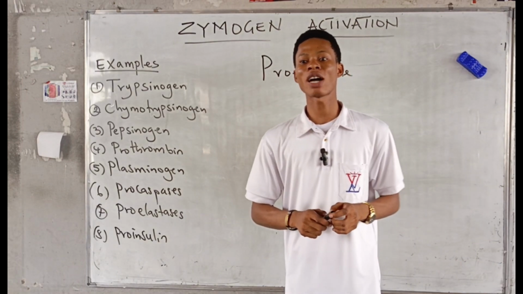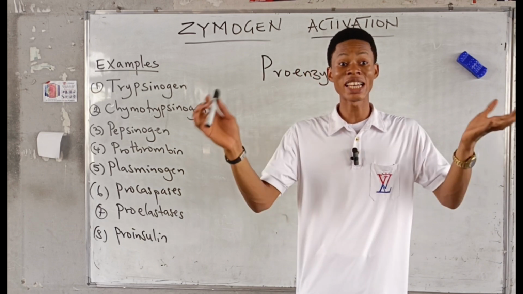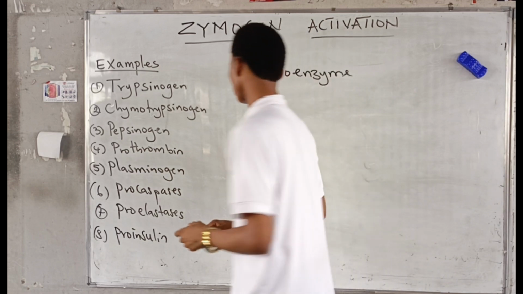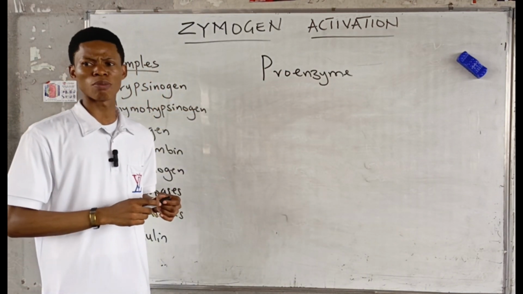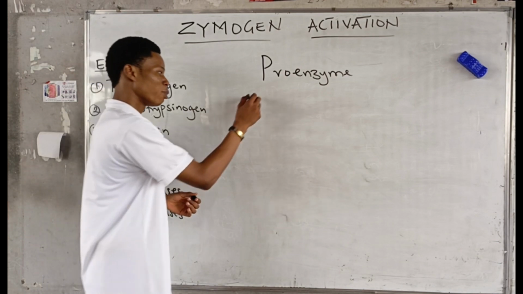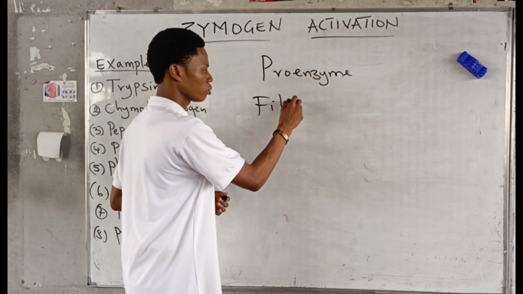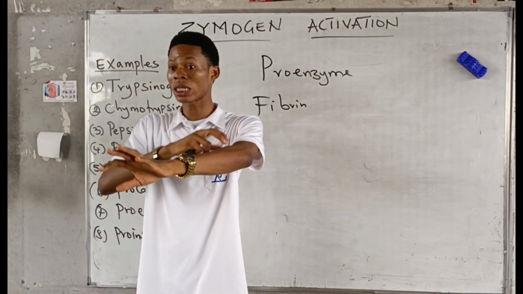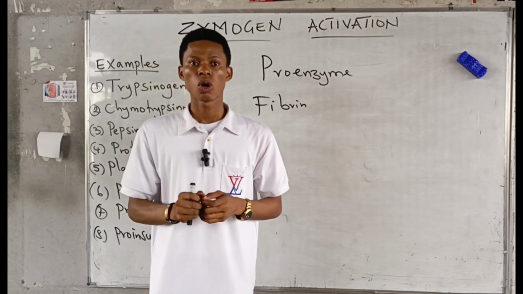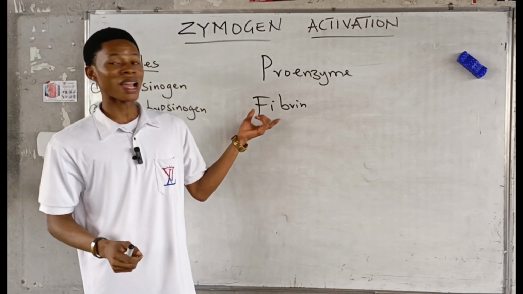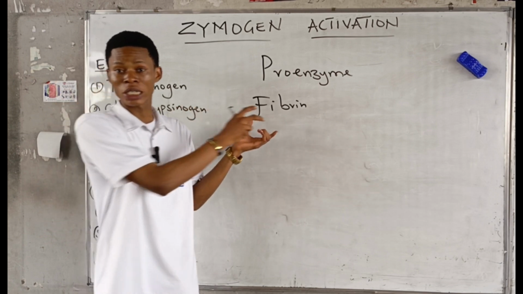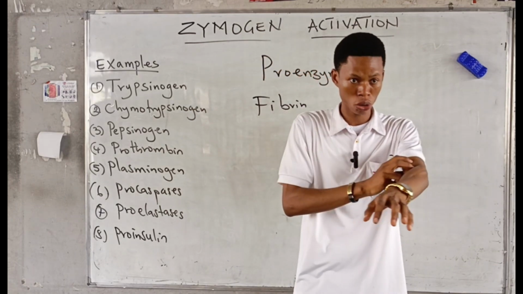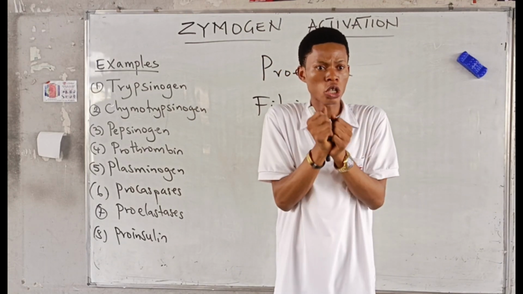Some enzymes are in the body, but at that point they are not active yet. Let's take, for example, digestive enzymes, or let me use one enzyme that's involved in blood clotting. Fibrin. Fibrin is involved in blood clotting, right? Now just imagine fibrin is active as you're sitting down here. If fibrin is in the active form and it's in your blood, what do you think will happen? Your blood will just be clotting, right?